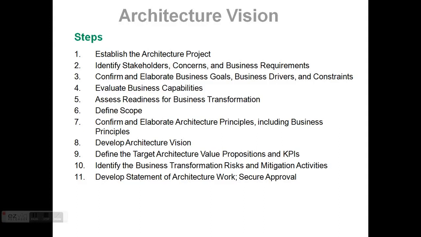At step 10, we identify the business transformation risks and mitigation activities. To do that, we identify the risks associated with the architectural vision and assess the initial level of risk and the potential frequency associated with this risk. We assign a mitigation strategy for each risk. A risk management framework is already described in part 3, number 31 of risk management of this ADM document.